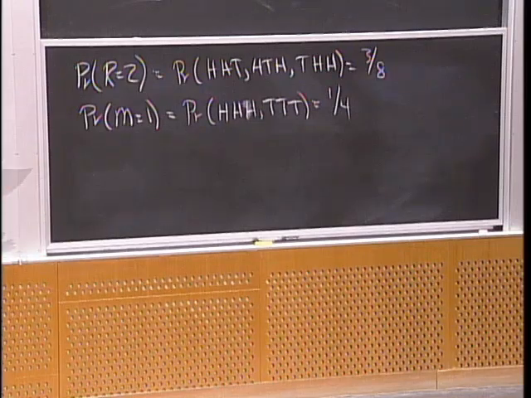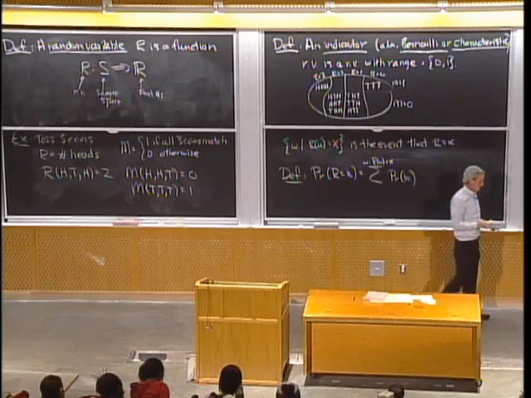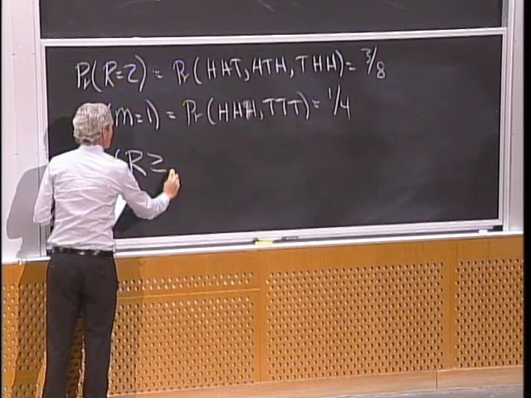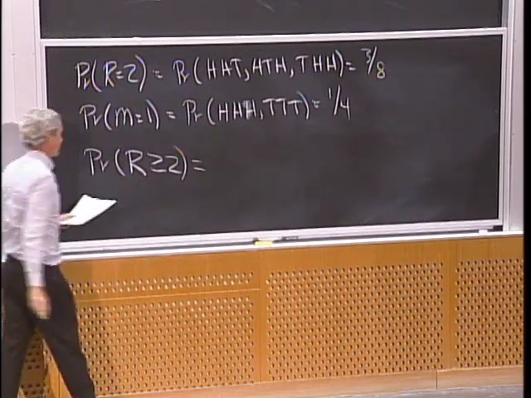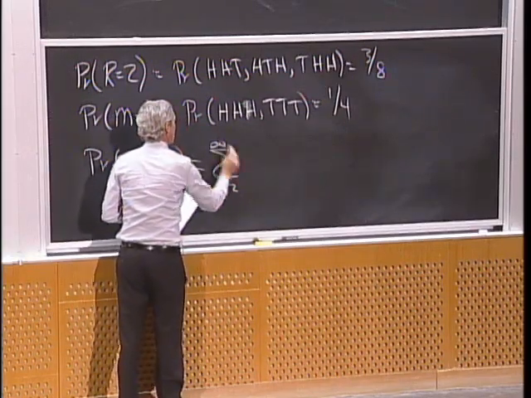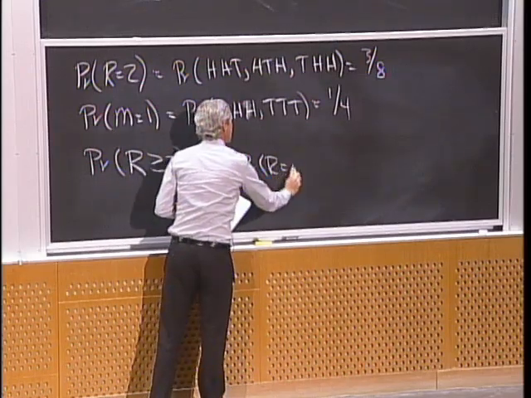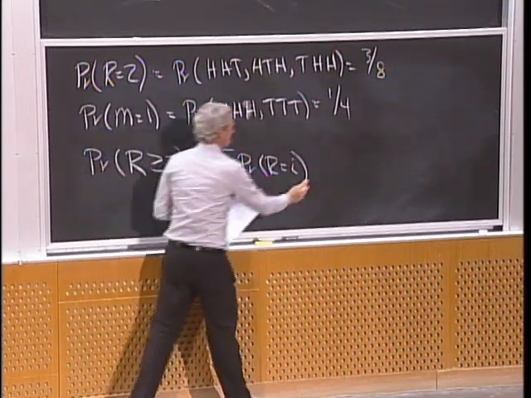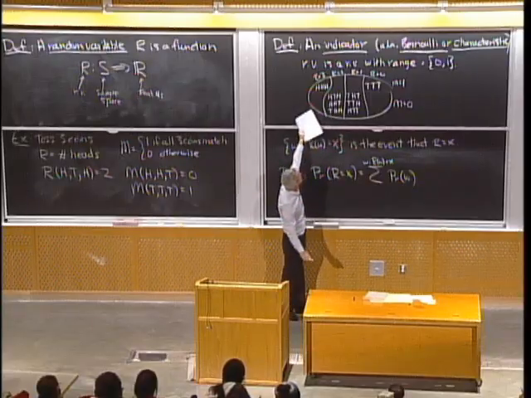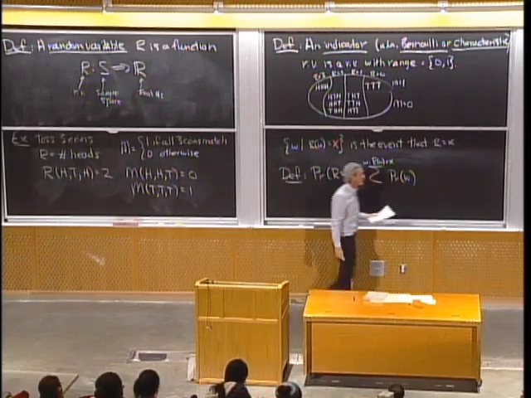All right, we can also talk about the probability that a random variable is in some range. For example, I could ask, what's the probability that R is at least 2? All right, that would mean the sum, i equals 2 to infinity, of the probability R equals i. And what is that? 1/2. It's the probability that R equals 2 plus the probability that R equals 3. There's 4 outcomes there, each with 1/8, so that's 1/2.